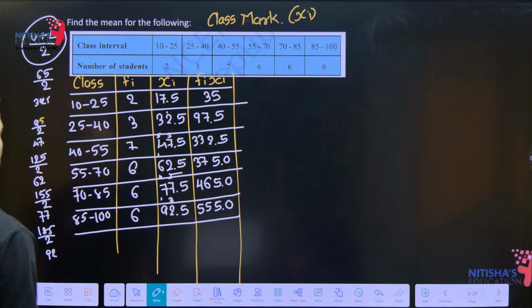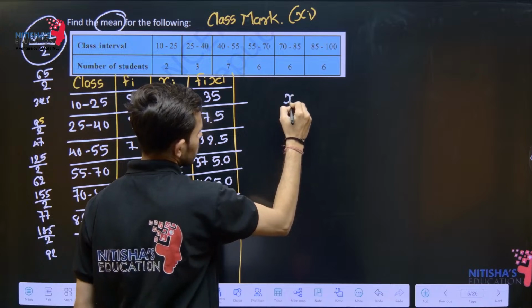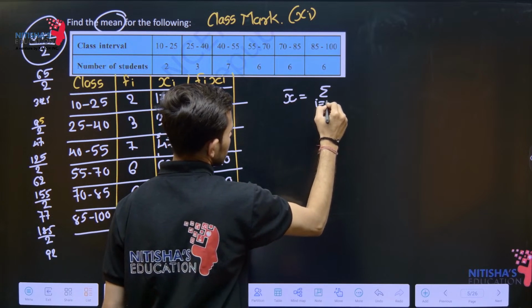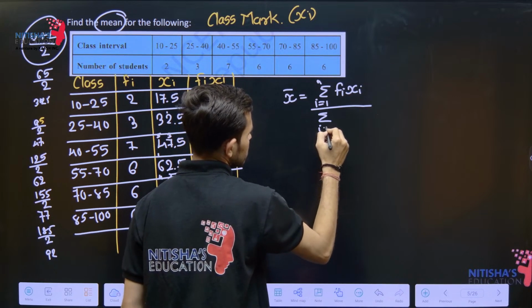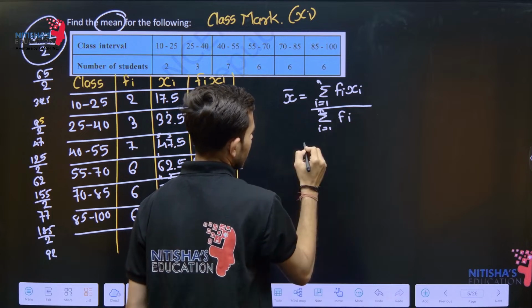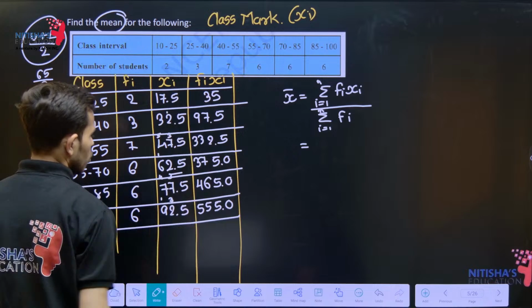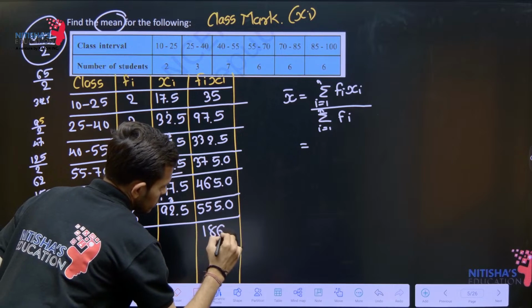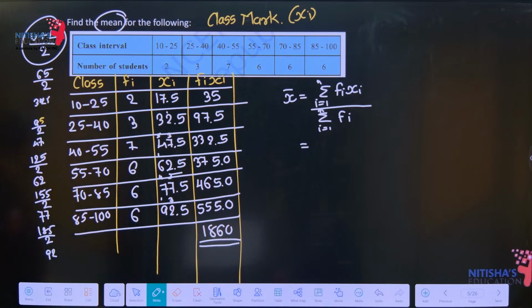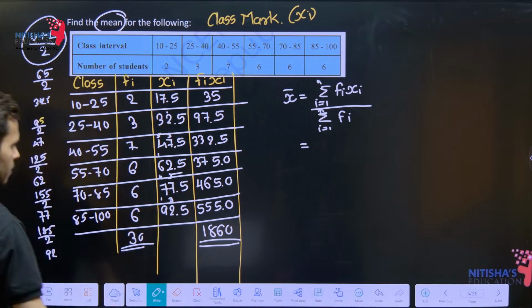Now what next do we need to find? We want the mean. The equation of mean is the summation of fi xi divided by the summation of fi, right? So what is the summation of fi xi? If you add all these, you will get summation of fi xi as 1860. And if you add the fi, you will get 30.